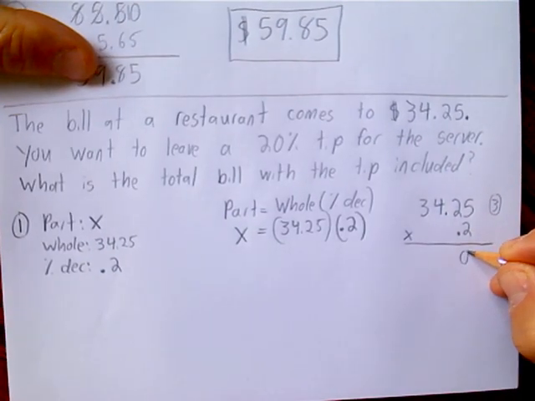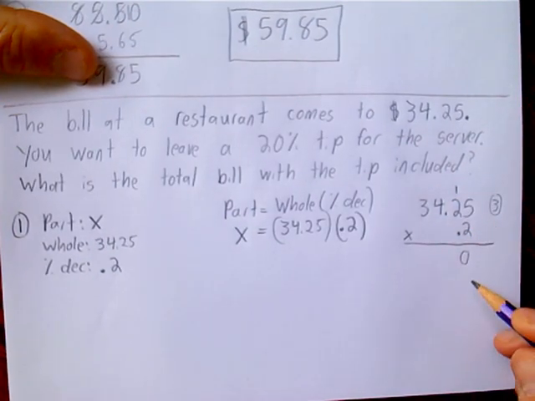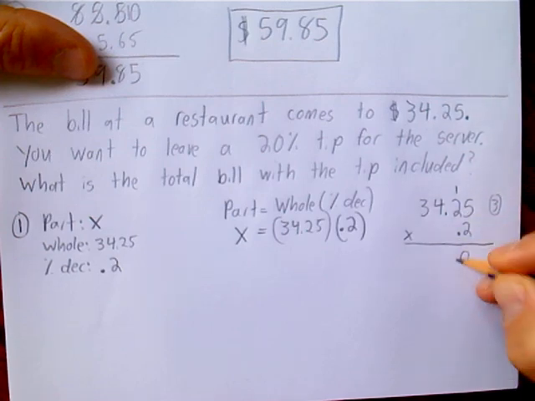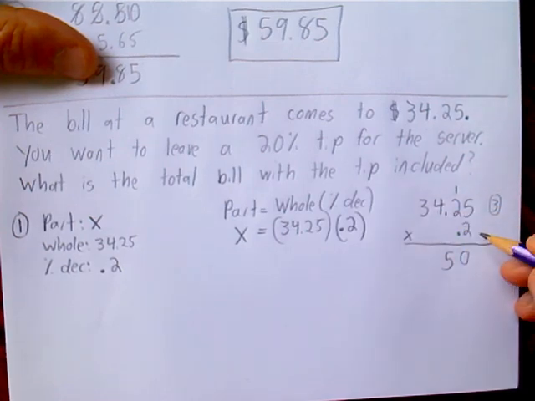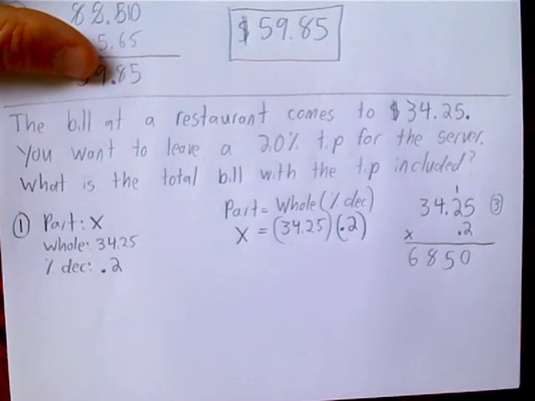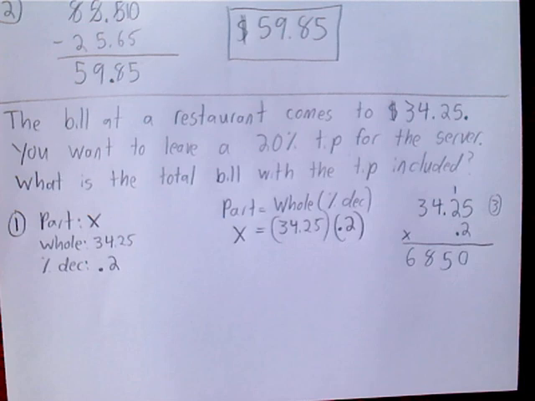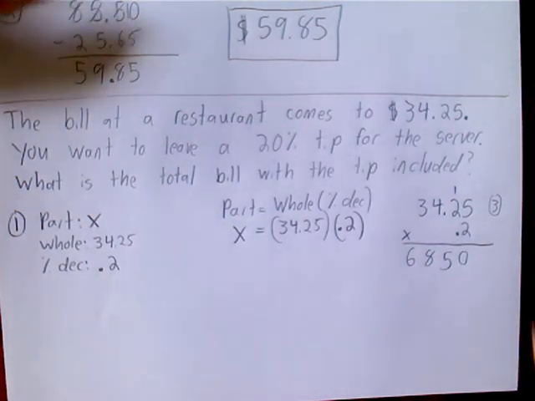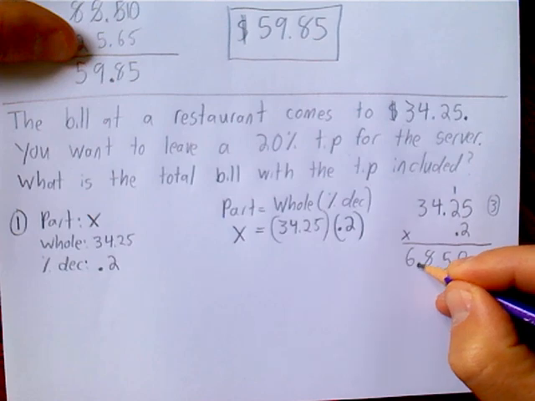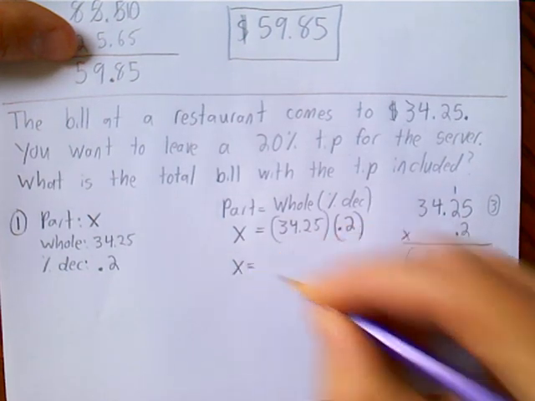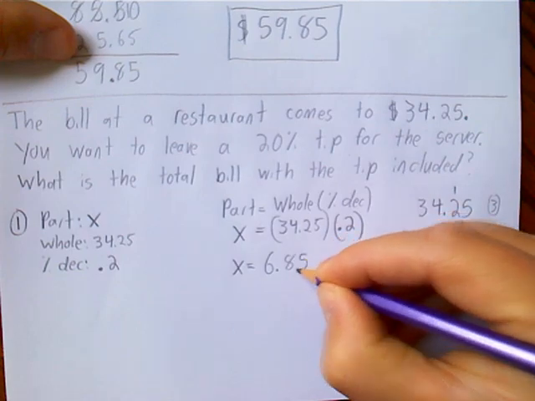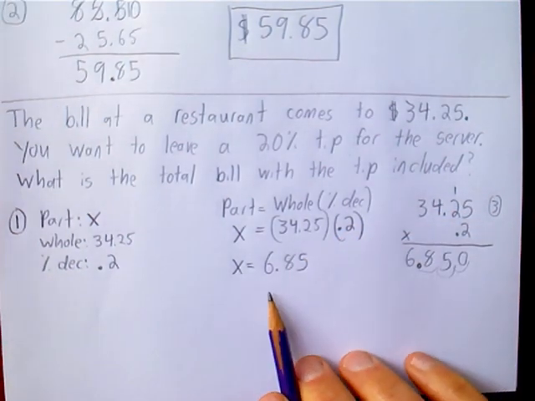2 times 5 is 10, carry the 1. 2 times 2 is 4, add the 1 is 5. 2 times 4 is 8. 2 times 3 is 6. I think that's right. That looks good to me. I'm going to move the decimal over 3 times: 1, 2, 3. So my x is $6.85.